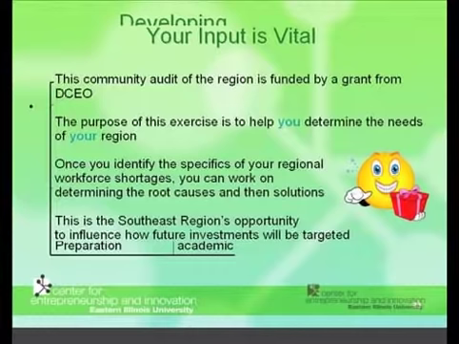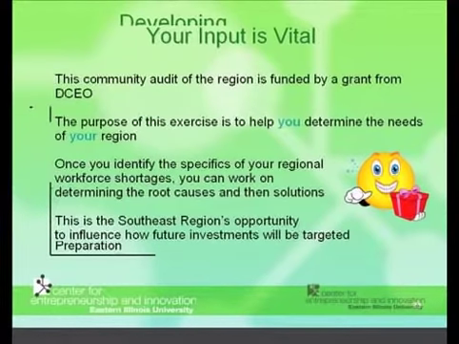So what can we do now? As part of this process was to seek local input. The community audit of the region was funded by a grant from the Department of Commerce and Economic Opportunities Bureau of Workforce Development. It's an opportunity for the key stakeholders in each region, in the Southeast region in this case, to determine the needs of this region. We've asked you to identify the specifics of your regional network shortages. You can work on determining the root causes and then solutions.